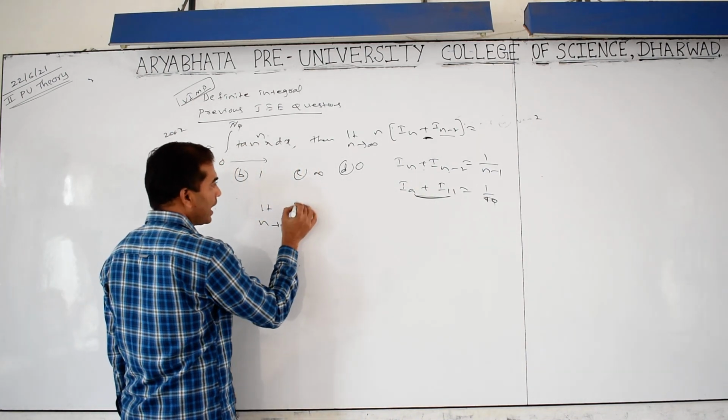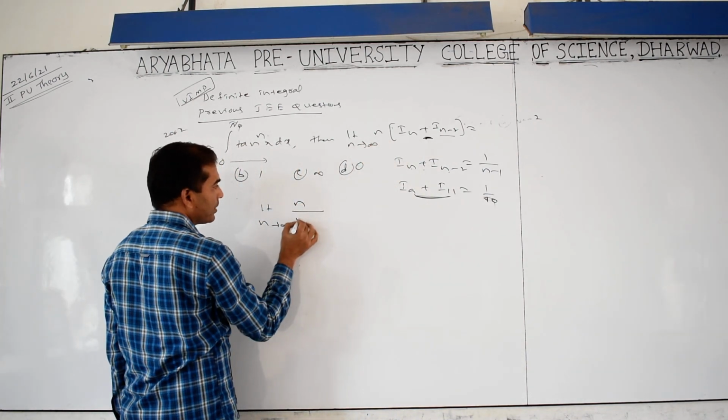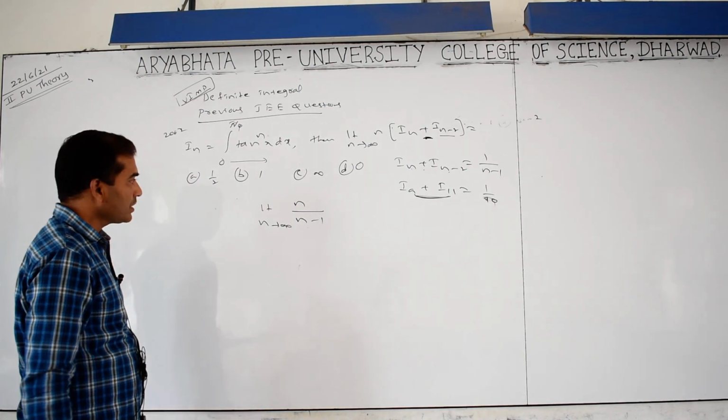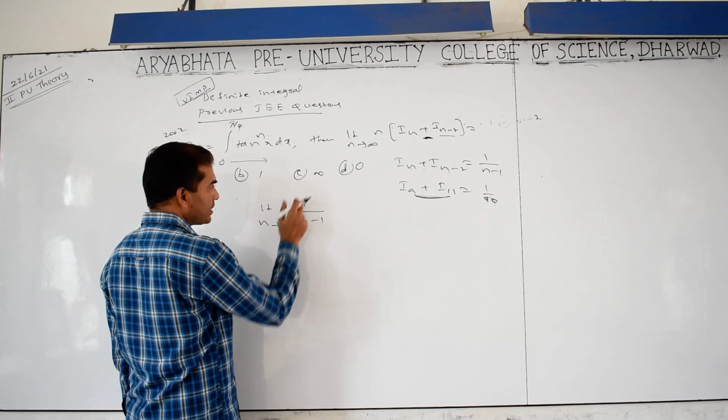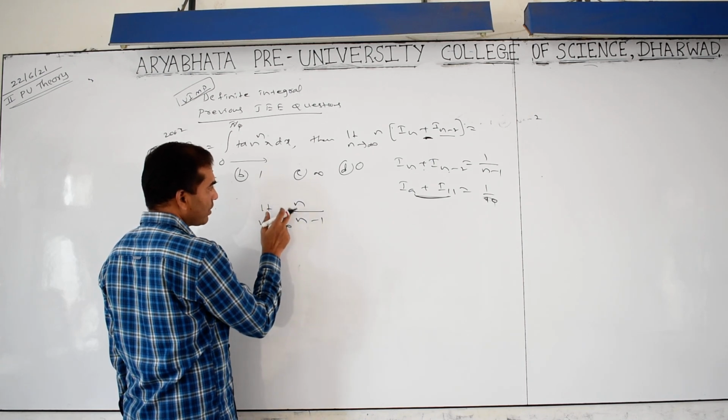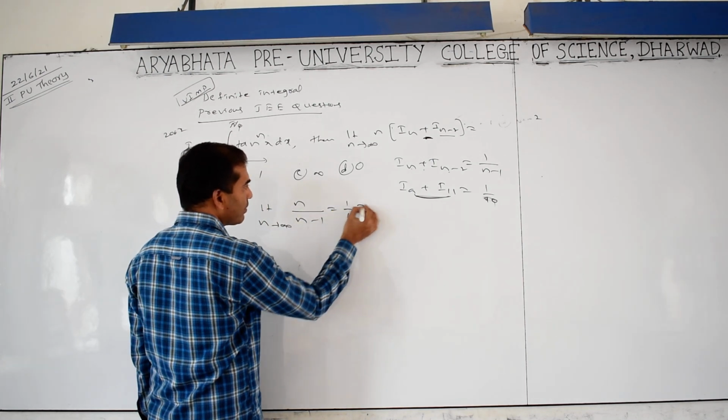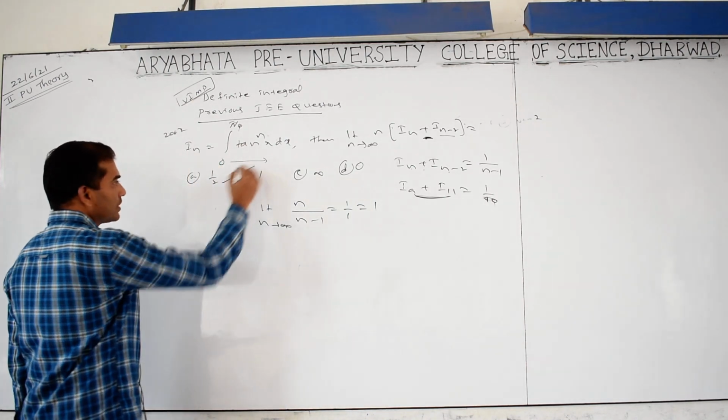So the limit here is n over n minus 1. Yes, this is an infinity by infinity limit. When it is infinity by infinity and the degree is the same, you observe the coefficients. The coefficient of each is 1 and 1. So the answer is 1 by 1, that is 1.